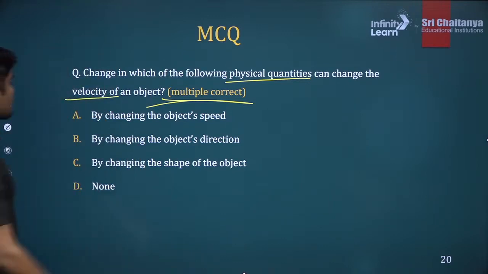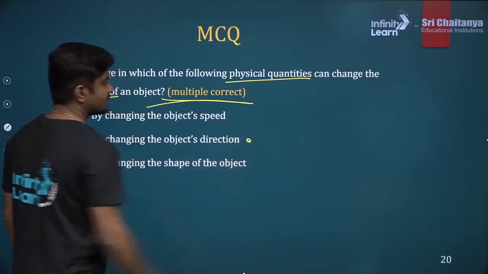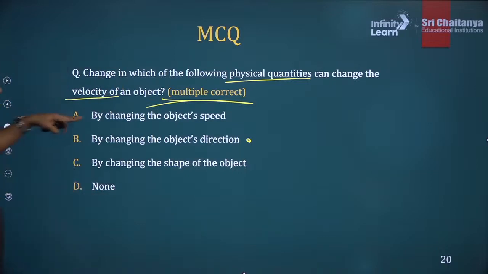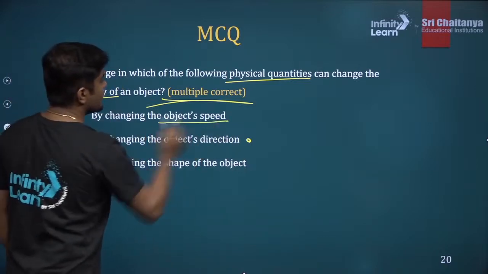Okay, Vinay says it is option B. Nice, Vinay. Let's find out by changing the object's speed.